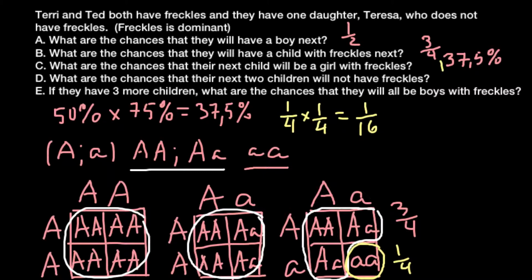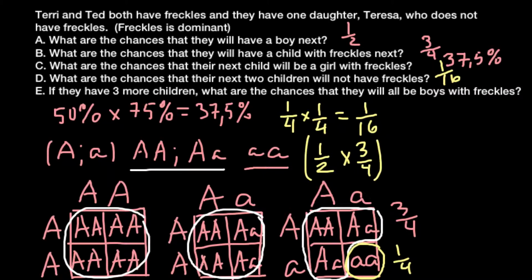And the next question E is, if they have 3 more children, what are the chances that they will all be boys with freckles? What is the chance that the next child would be a boy? This is going to be 1/2. And what are the chances that this boy would have freckles? As you see, the chances would be 3/4. So we have to multiply by 3/4.